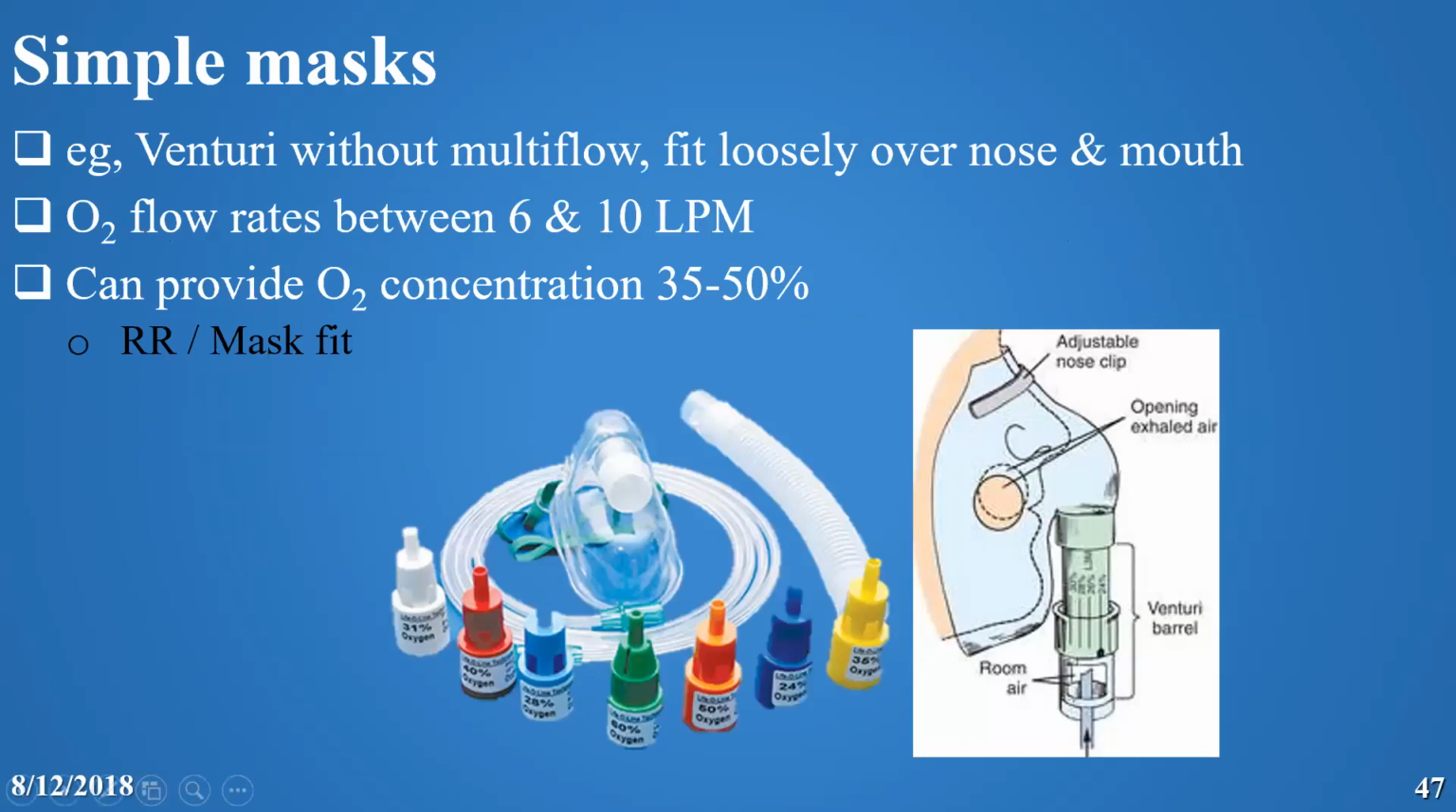So you can see here a simple mask, but with different types of flow gauge. Each is a different color, and each color gives you a different flow and therefore a different oxygen concentration. You can see that it also has a reservoir here, and the oxygen delivery port, and these openings are for the rebreathing. You can see this end at the bridge of the nose and this end at the tip of the chin.